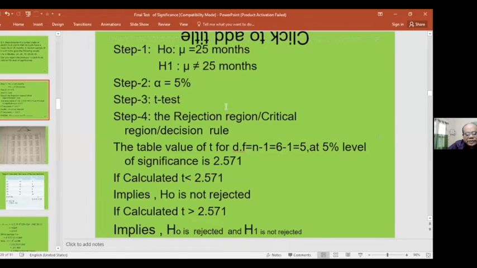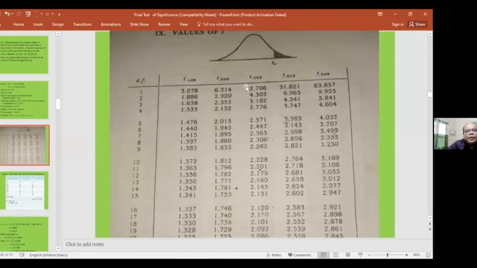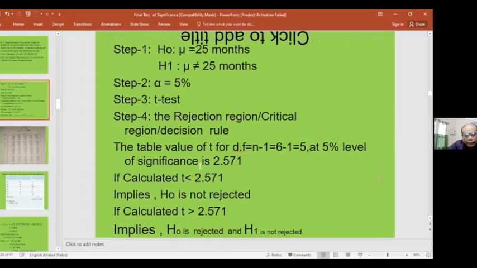So 5% is divided into 0.025 and 0.025, and then the degree of freedom 5. So the value from the table for 5% two-tail test, you divide into 0.025, 0.025, and then degree of freedom 5, so 2.571. So the table value is 2.571.